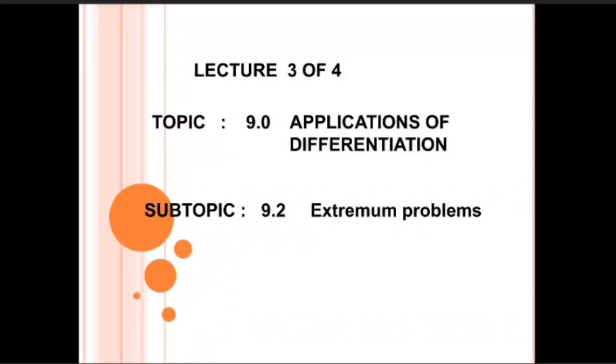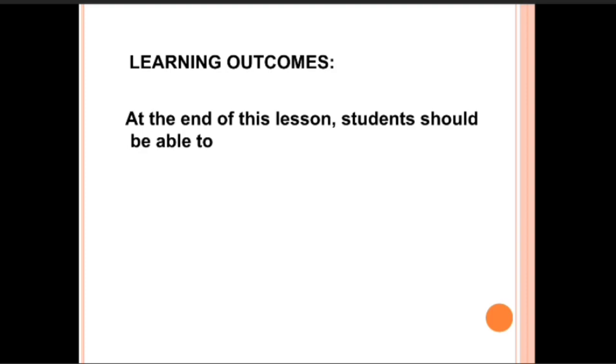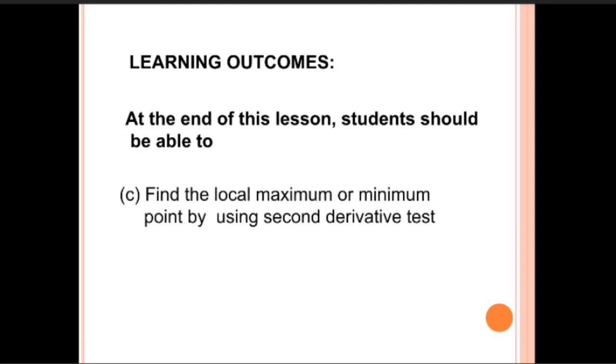In this lecture, we will learn about experiment problems and we will find the maximum or minimum points by using the second derivative test. In the previous lecture, we have learned how to find the local maximum or minimum by using the first derivative test. So what's the difference between the first derivative test and also the second derivative test?